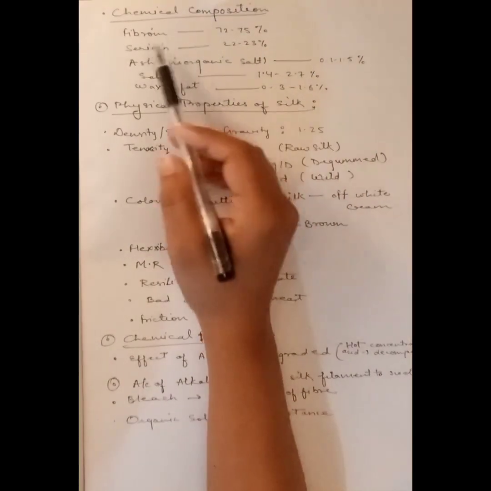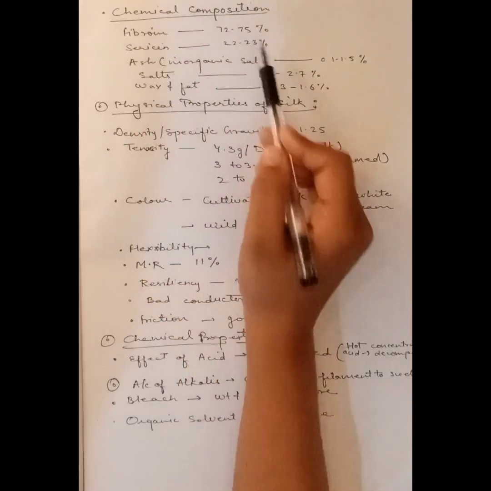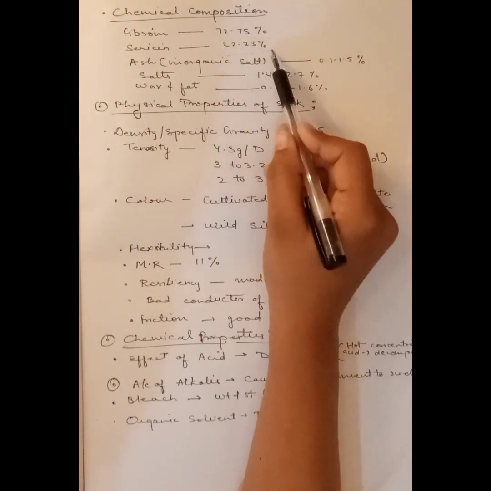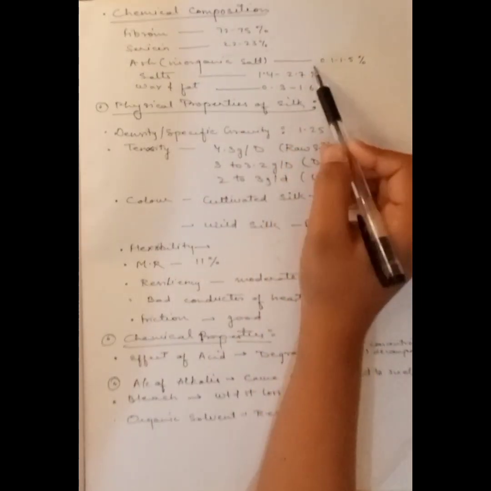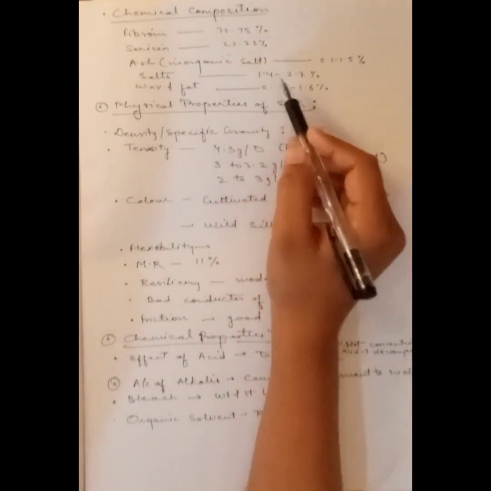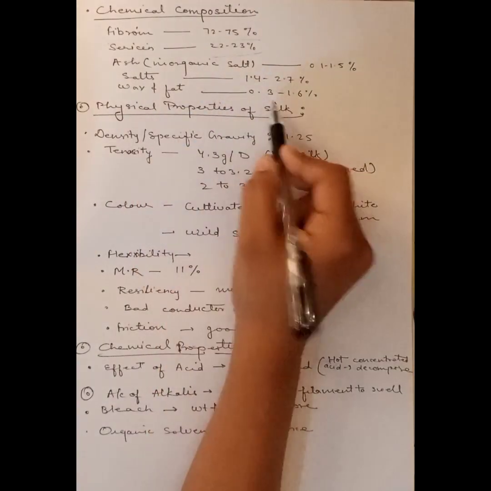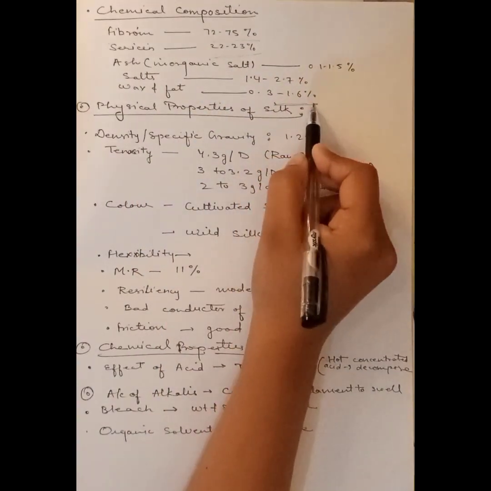So the chemical composition of silk fiber is fibroin 72 to 75%, sericin 22 to 23%, 0.1 to 1.5%, salts 1.4 to 2.7%, and wax and fat 0.3 to 1.6%.